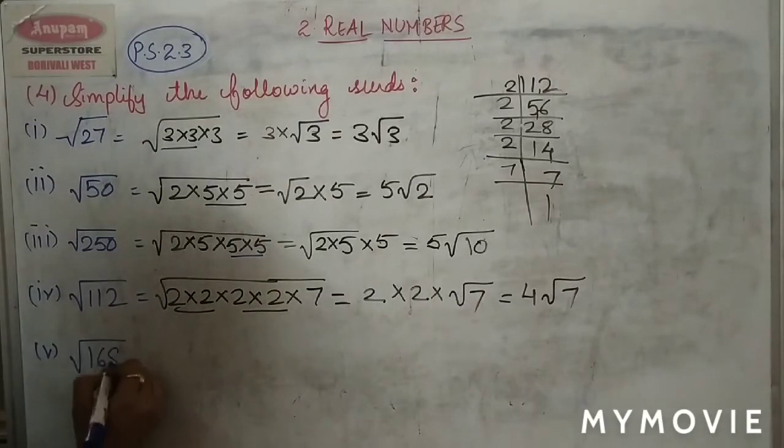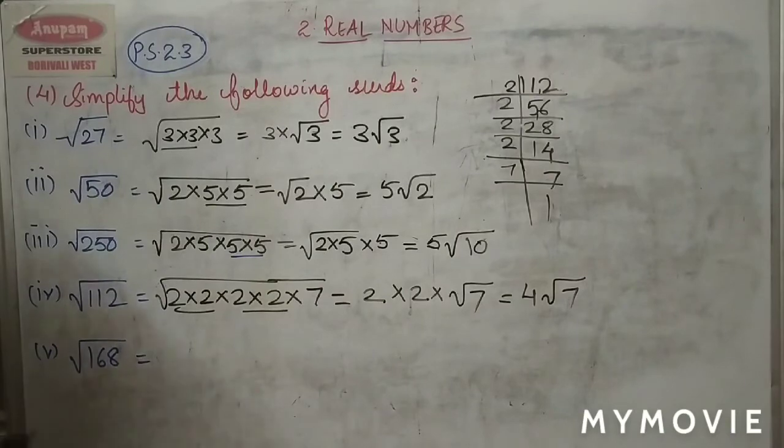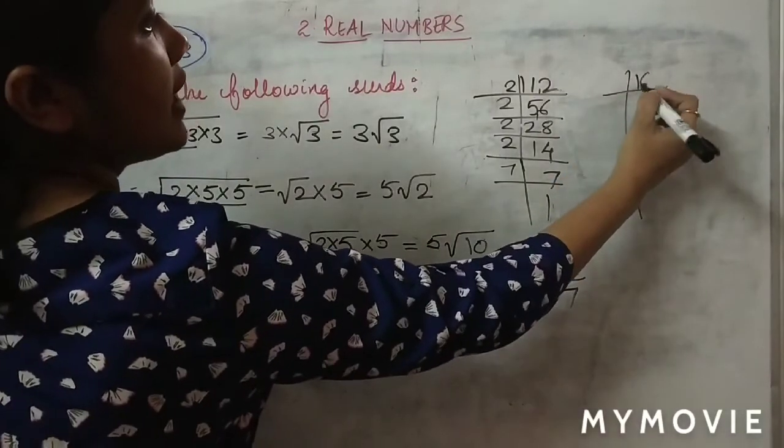Square root of 168. So how do I do this? Again I am going to factorize it. So let me factorize square root of 168.